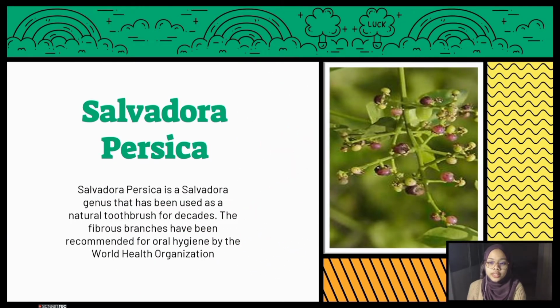The plant chosen is Salvadora persica. It is widely known as toothbrush tree or miswak that has been used as a natural toothbrush for decades. The fibrous branches of this plant have been recommended by the World Health Organization to keep your oral hygiene in check.